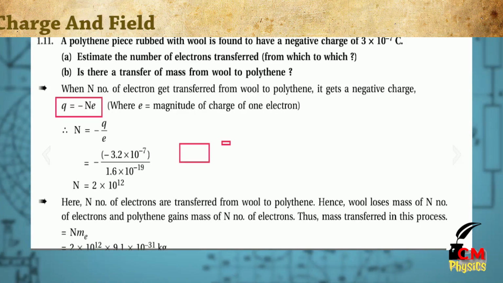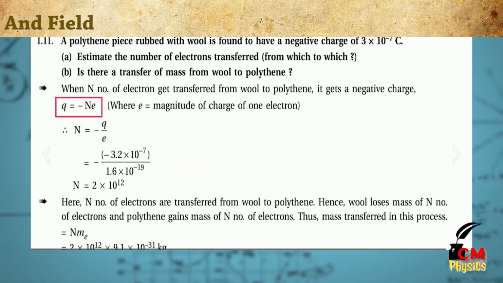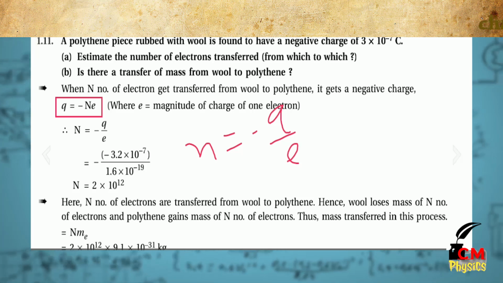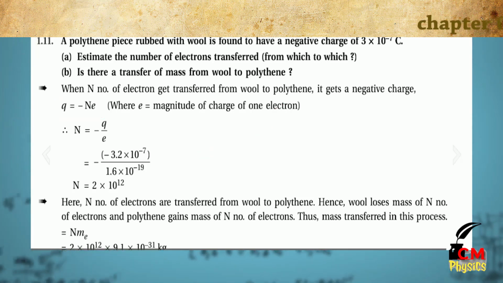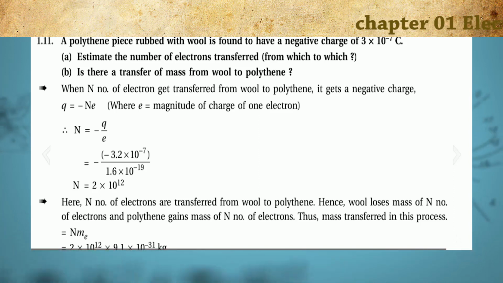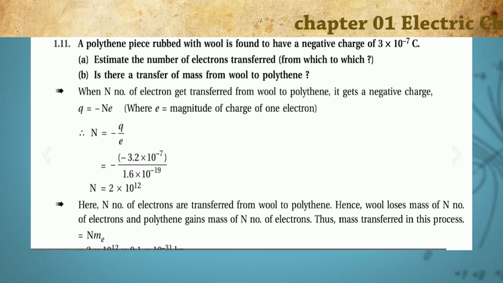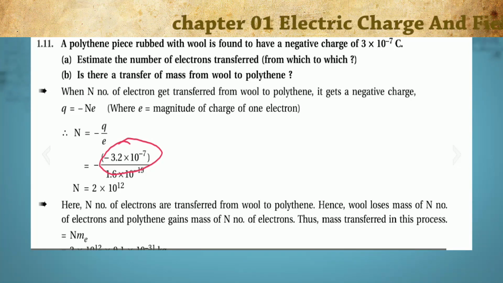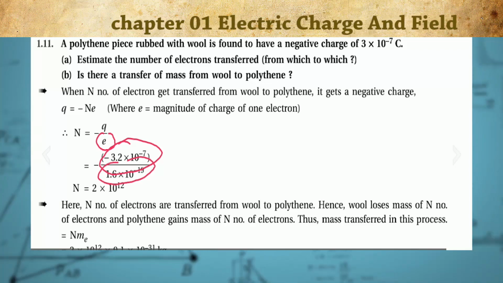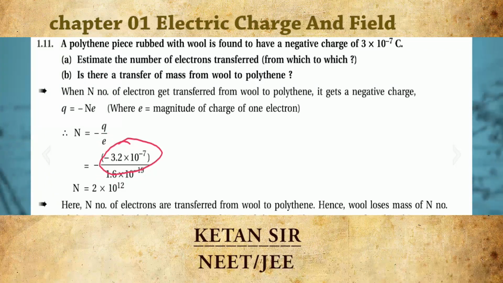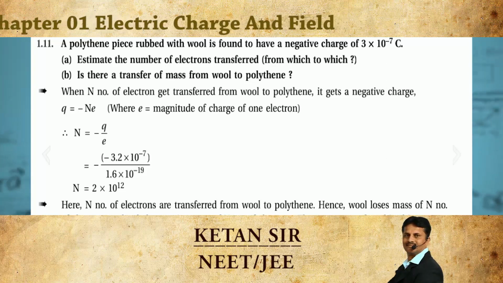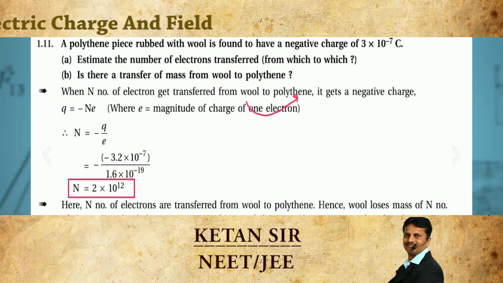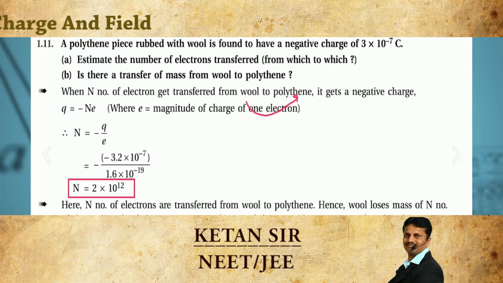Then n is equal to minus Q by e. Then the charge of polythene is 3.2 into 10 raised to minus 7, and charge of electron is 1.6 into 10 raised to minus 19. After putting in the calculation, the total number of electrons transferred from wool to polythene is 2 into 10 raised to 12.